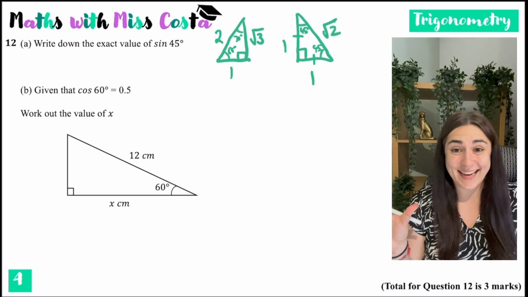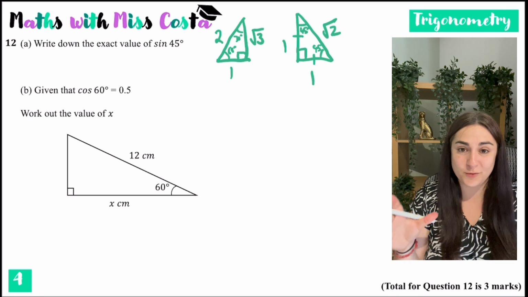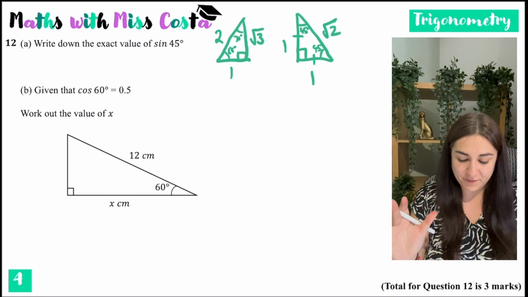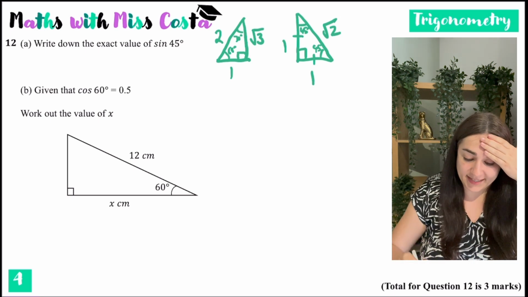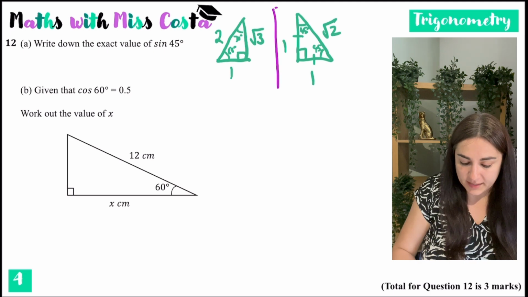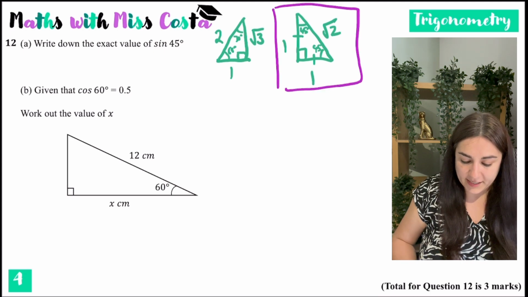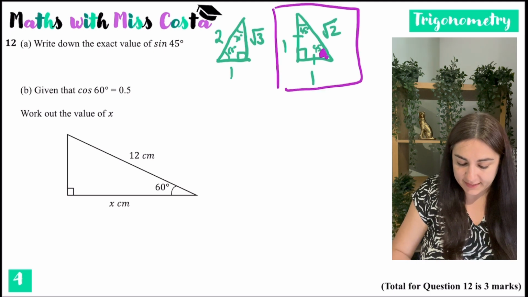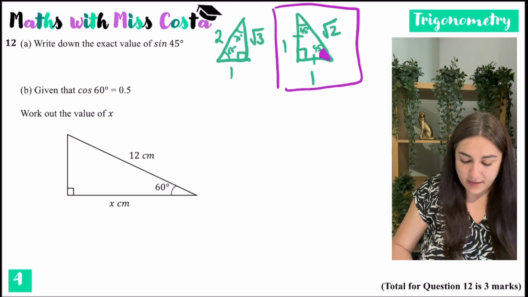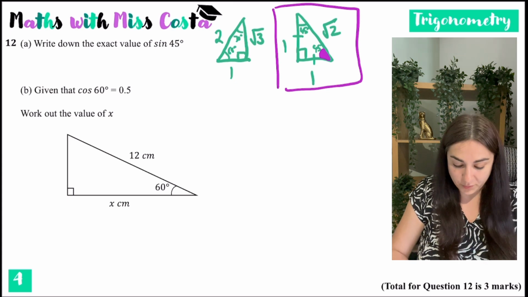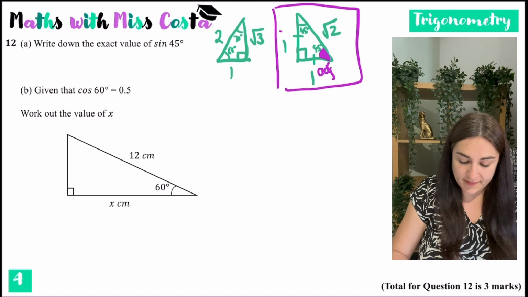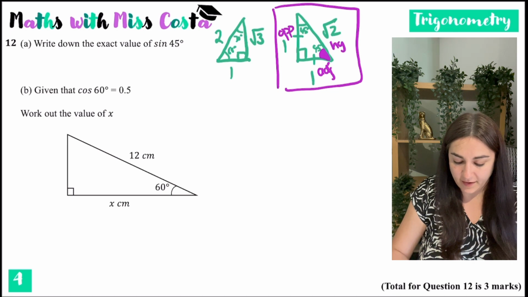If you want to know exactly how and why these triangles come about, watch the full video on exact trigonometric values. But for now, we're just going to go with this. These are the triangles you need to remember. So I am trying to work out sine 45. If this is my angle, then I can label my triangle. This is the adjacent, this is the opposite, and this is the hypotenuse.